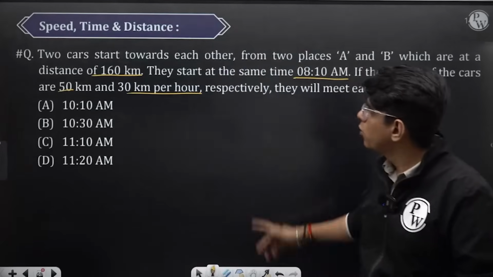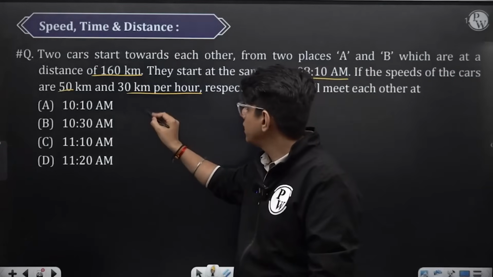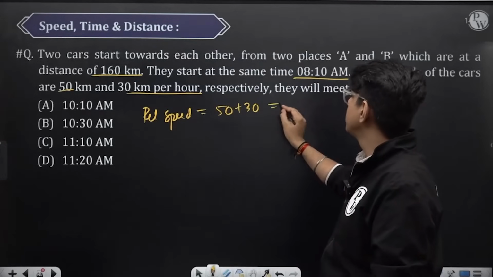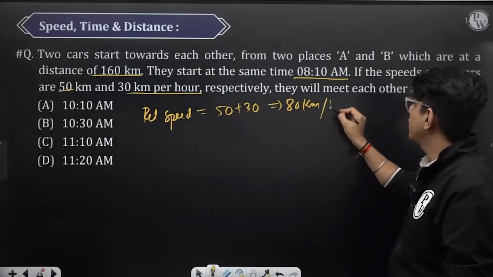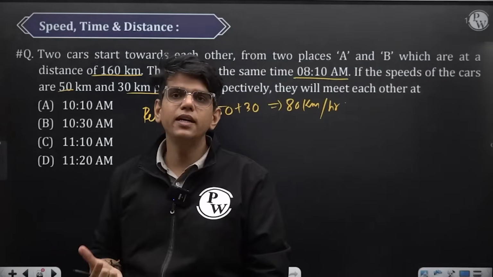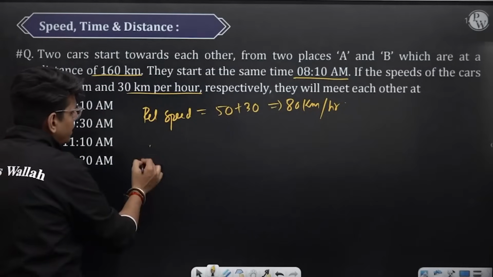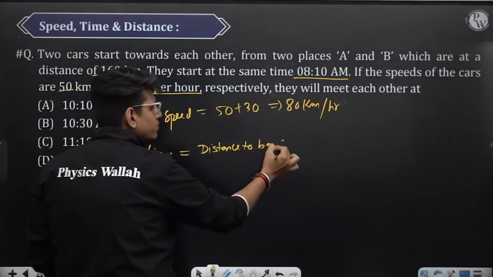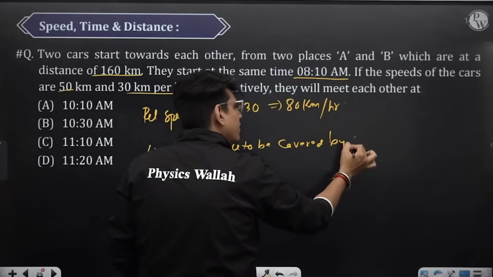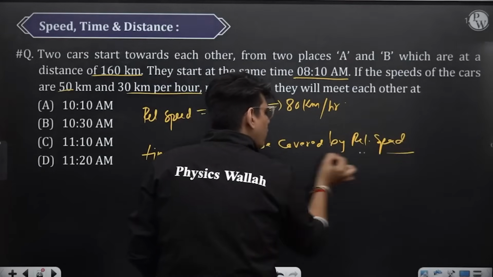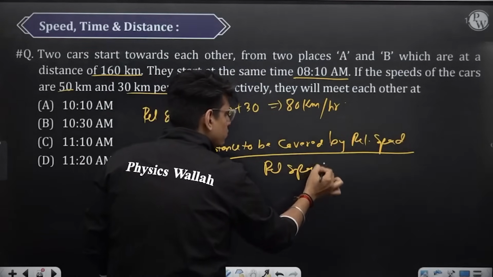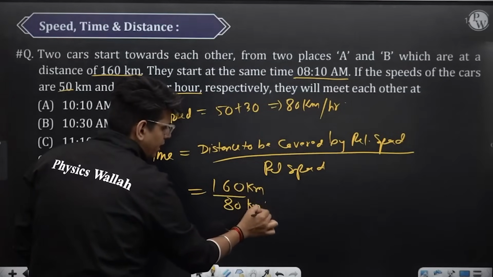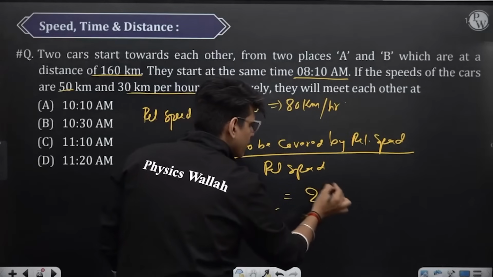In this case, both cars are running towards each other. So relative speed equals 50 plus 30, which is 80 kilometers per hour. Now, at this relative speed, they have to cover how much distance? 160. Time equals distance to be covered upon relative speed, so this is 160 upon 80, which is nothing but 2 hours. After 2 hours, they will meet.